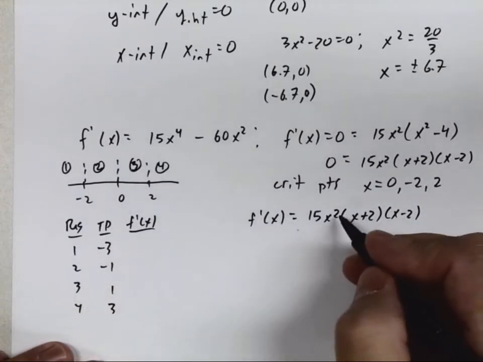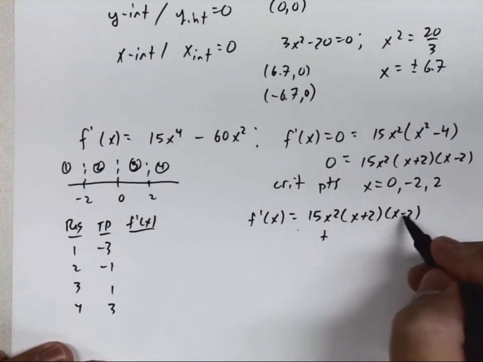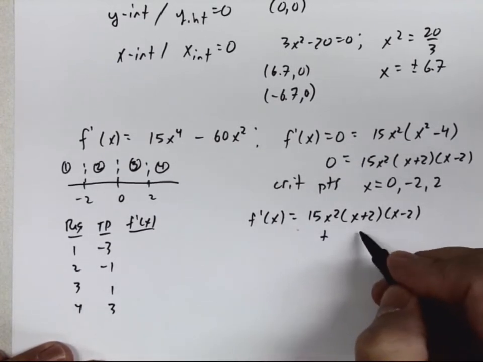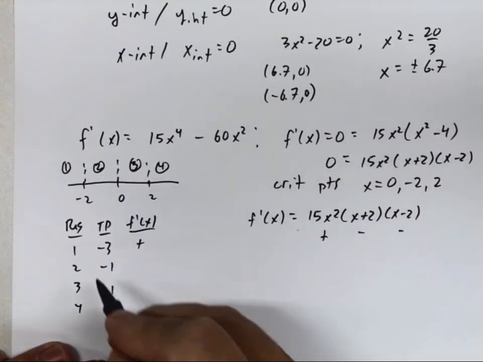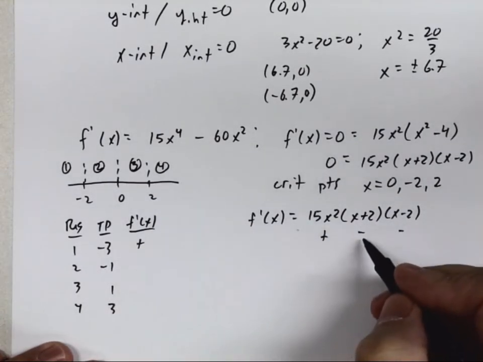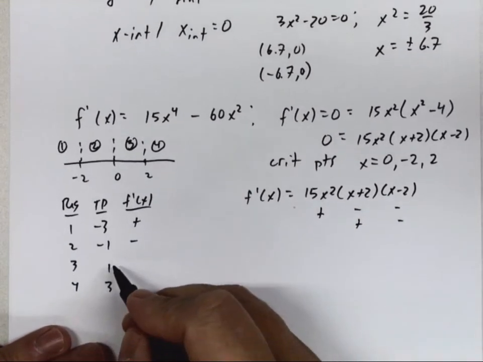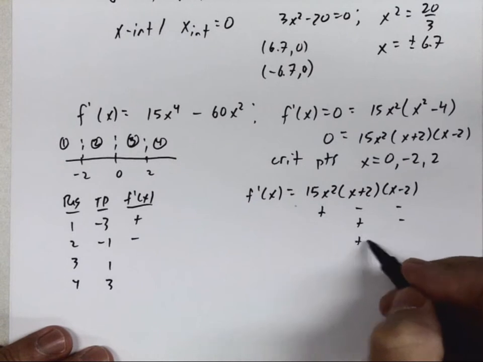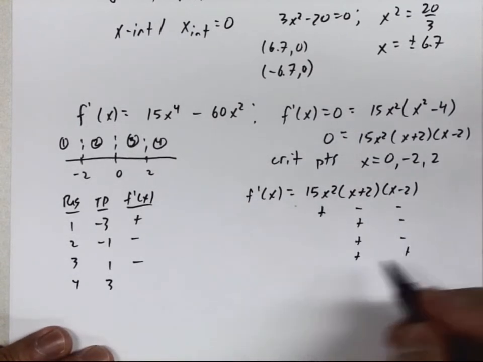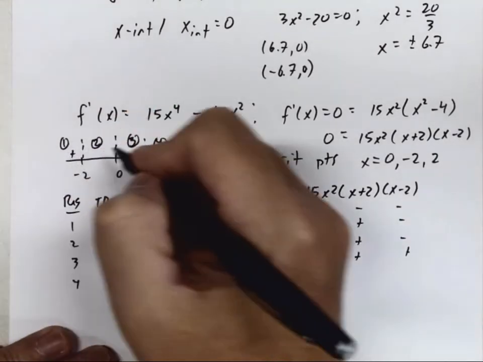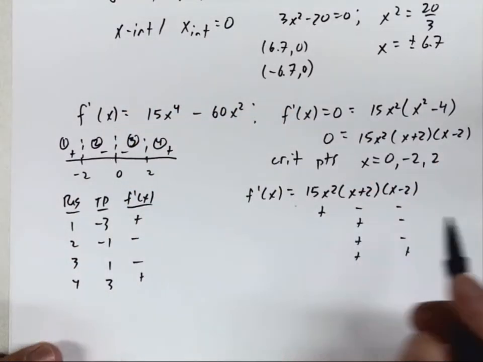So when I plug in a -3, this thing is always positive because it's x squared. So the key are these two parentheses. At -3, this is negative, this is negative. Positive. When I plug in -1, positive, negative, so region 2 is negative. Plug in 1, positive, negative. If I plug in 3, positive, positive. So I got positive, negative, negative, positive.